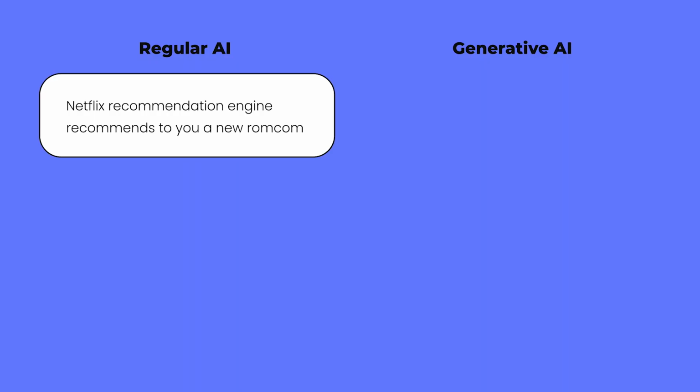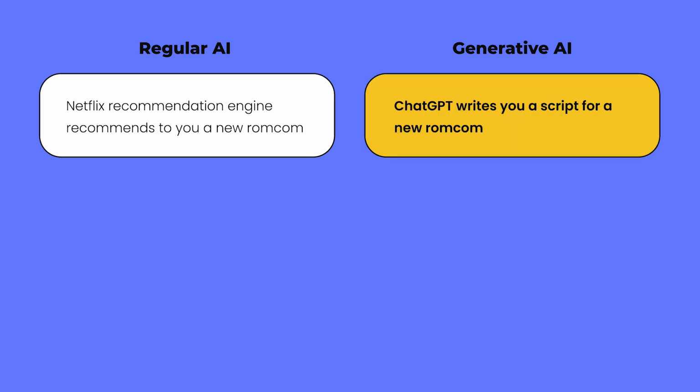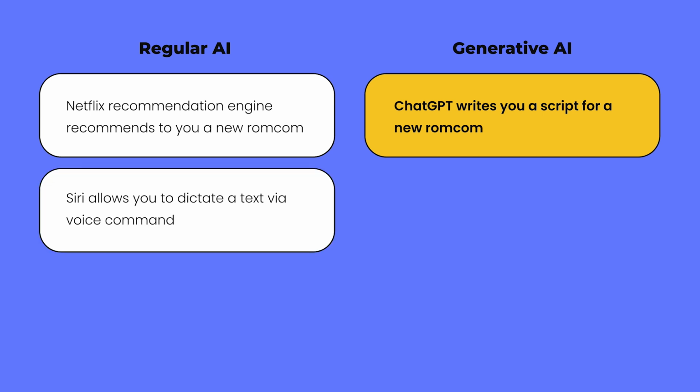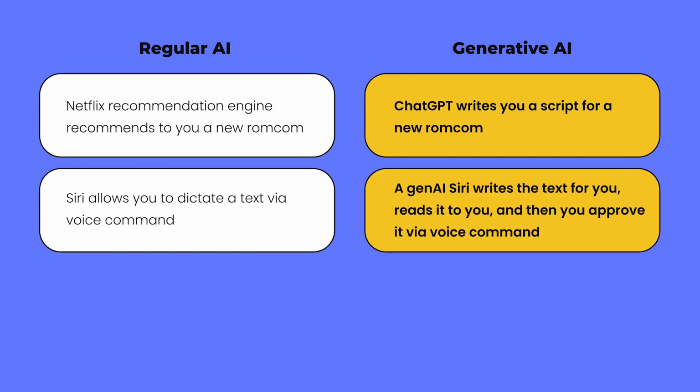Let's compare some other common uses of AI and what generative AI would do in those instances. Regular AI. Netflix recommendation engine recommends to you a new rom-com. Generative AI. ChatGPT writes you a script for a new rom-com. Regular AI. Siri allows you to dictate a text via voice command. Generative AI. A Gen AI Siri writes text for you, reads it to you, and then you approve it via voice command.